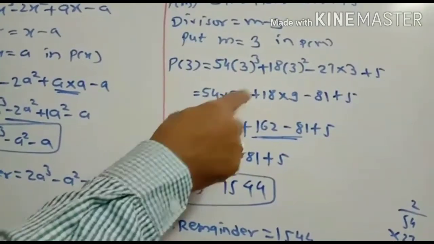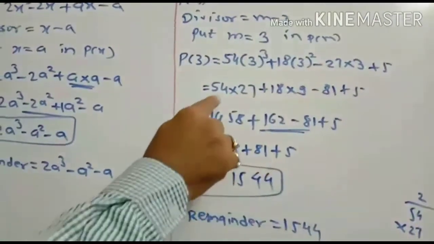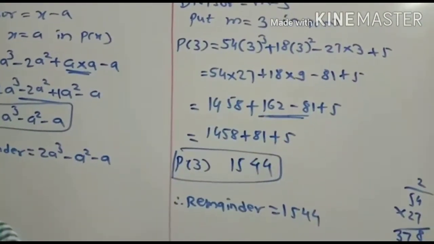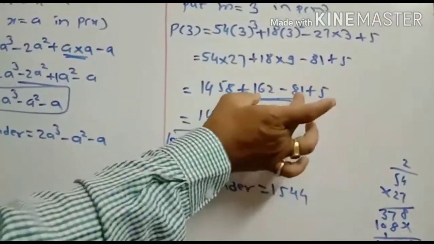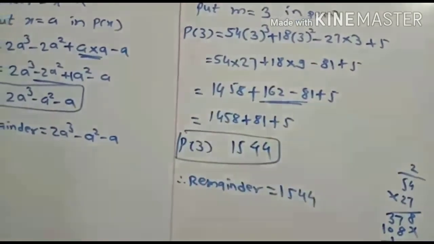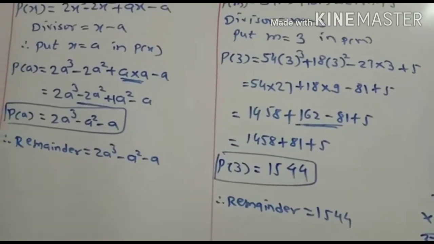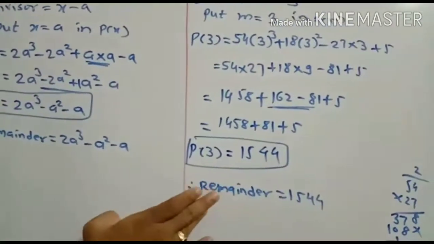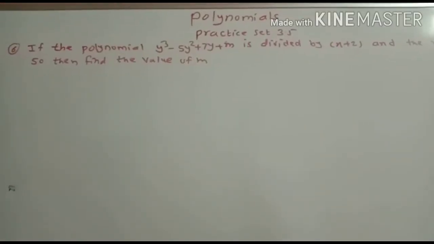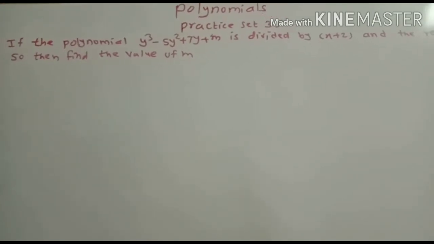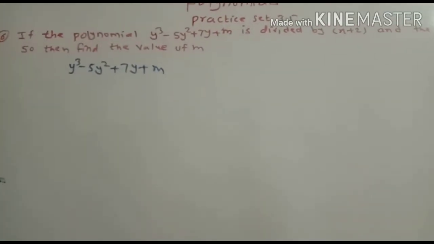54 into cube of 3, that is 27, plus 18 into square of 3, which is 9, minus 27 3s is 81, plus 5. 54 into 27, that is 1458, plus 18 9s is 162, minus 81 plus 5. Subtraction of both is 81, and addition of these 3 is 1544, and therefore P of 3 is equal to 1544. Therefore the remainder is 1544.